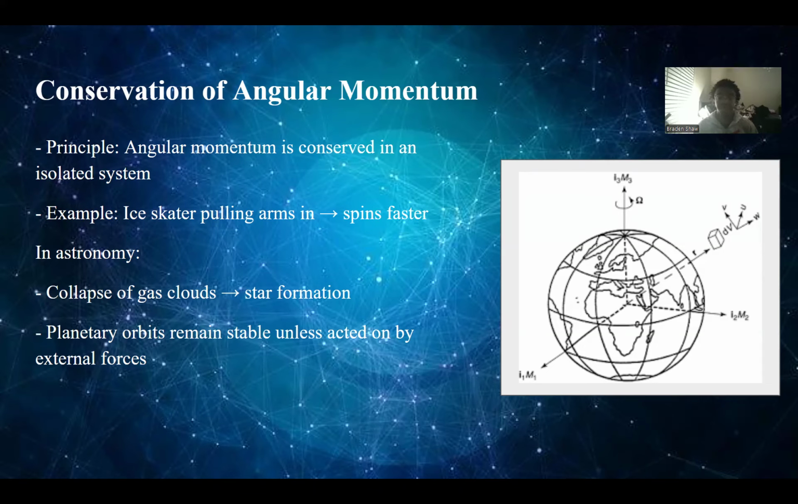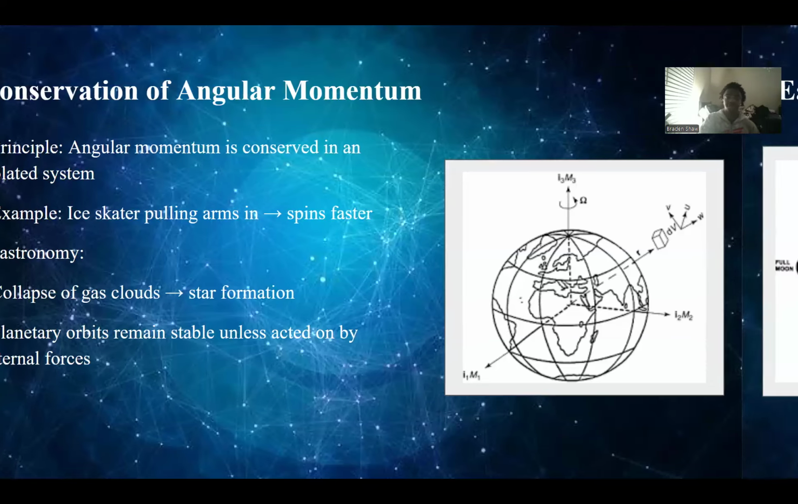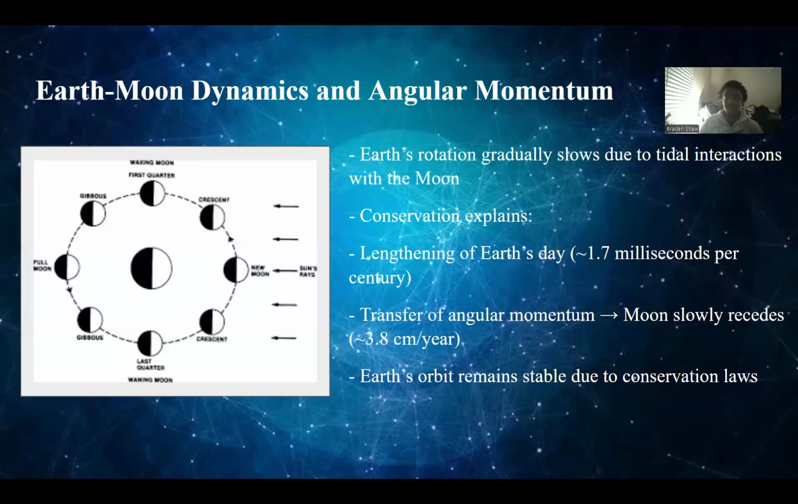In astronomy, this principle explains how larger structures form. Gas clouds collapse inward due to gravity, and as they shrink, they spin faster. This is how stars and planetary systems begin. It also helps explain why planets maintain stable orbital paths unless something external interferes. And so for the next slide, Earth-Moon dynamics and angular momentum.